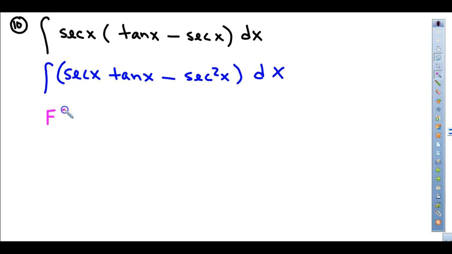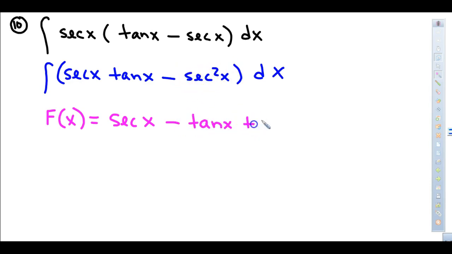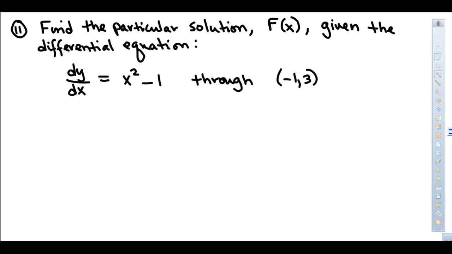All right. So secant tangent is your derivative of secant, minus secant squared is your derivative of tangent, and then plus c. See, so you're just going backwards is what you're doing. So you've got to know those trig derivatives very well. Let's go to number 11.